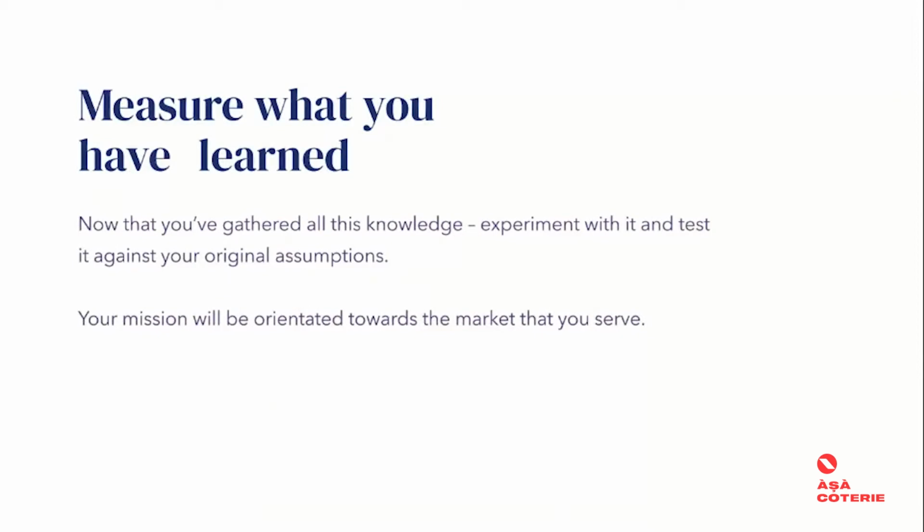Is this what the user likes? Does this solve the problem? Then you iterate. That's when iteration comes. You go back again to do research, or you can prototype and test with people, before you get to releasing your product. So your mission will always be orientated towards the market that you serve, because, like I said, you need to hit the market.